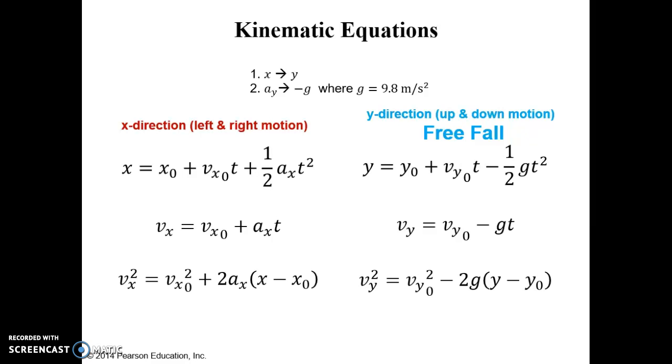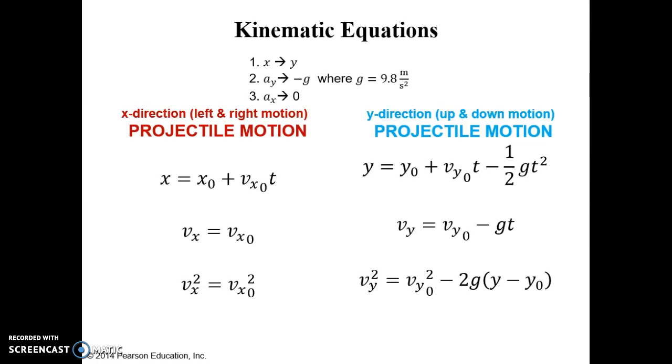That's right, it's 0. So the kinematic equations are reduced, and you're really only left with x equals x naught plus vx naught t. And look at the velocity in the x direction. Since it's constant, that means the initial velocity equals the final velocity in the x direction only. So we can get rid of the last equation.